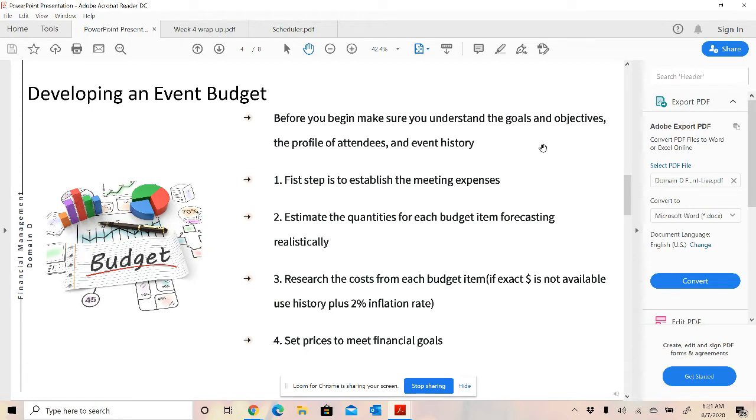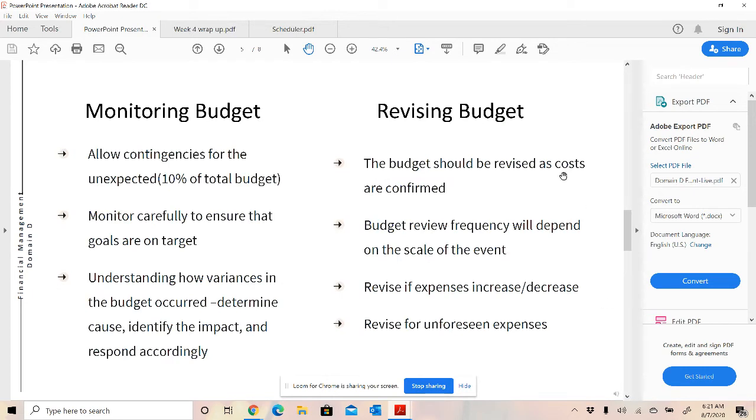So a lot of different factors go into developing your event budget, but you need to know these 4 steps. And then once you have established it, it is very important to monitor and revisit. So you always want to be monitoring your budget. You want to allow for 10% of your total budget for things that you didn't expect or things that came up that weren't on the budget. And the rule of thumb is 10% of your total budget.